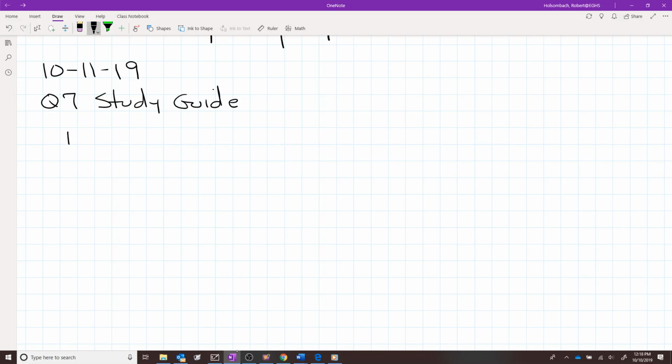So number 1 asked you to write an equation in slope-intercept form of a line through the point -10, 6 with slope of 2. You need it in slope-intercept form, and you're given a point and a slope. So the first thing you want to do is write the equation in point-slope form. So that would be y minus 6 equals 2 times x plus 10.